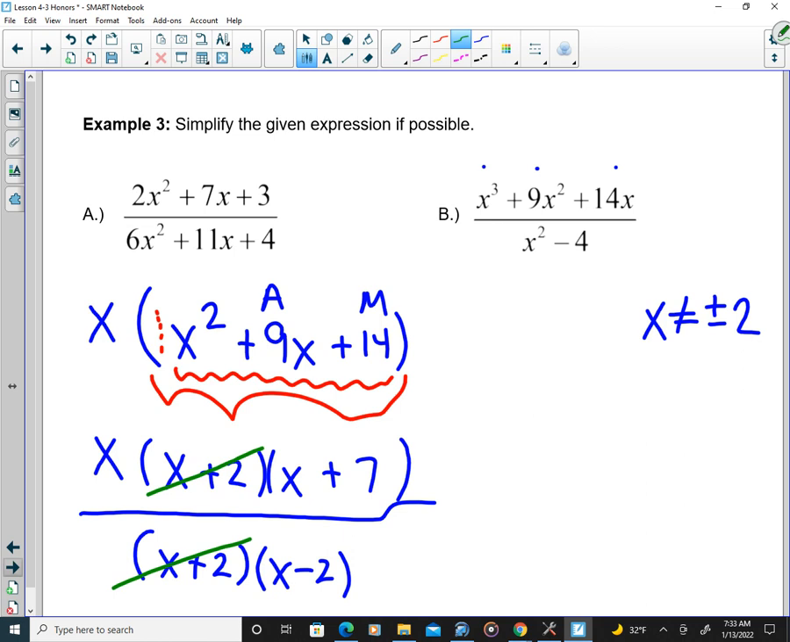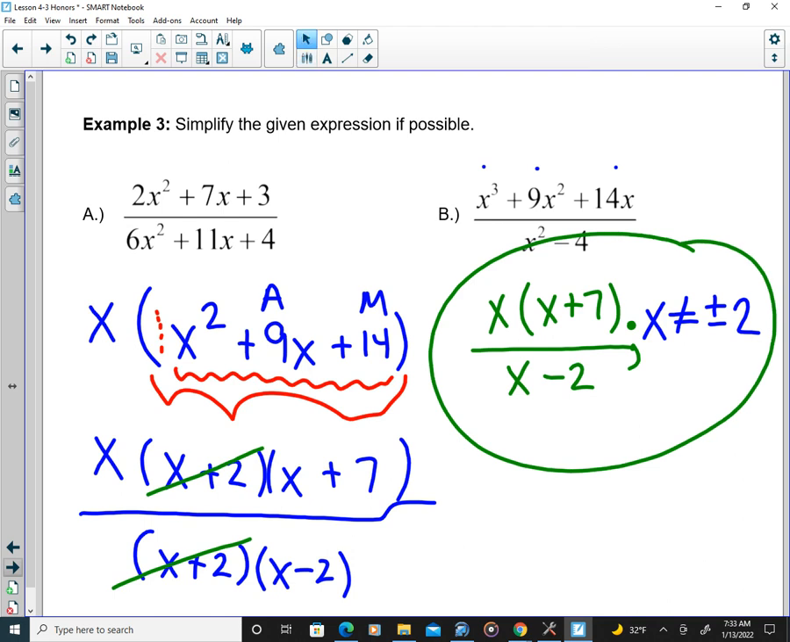And just like yesterday, I want you to leave your final answer in factor form. So what I mean by factor form is, on top we have x and x plus 7. I don't want you to multiply those together. I don't want you to take x times x plus 7 and get x squared plus 7x. I want you to leave it in factor form, over x minus 2, where x cannot equal plus or minus 2.